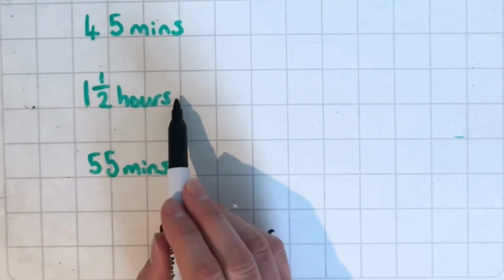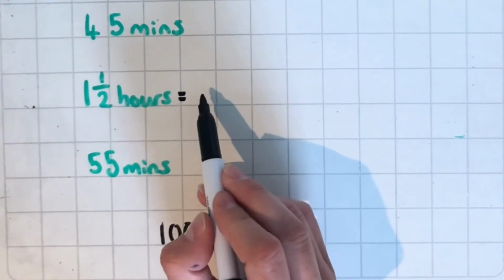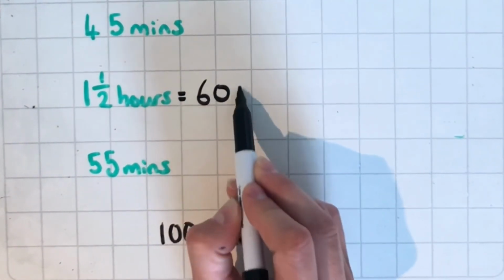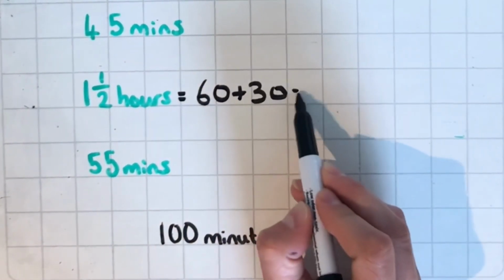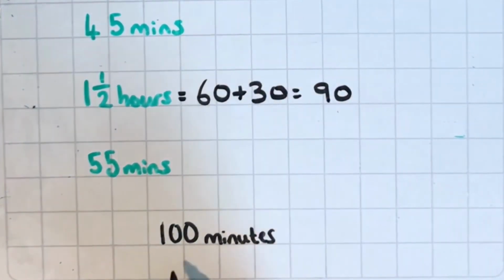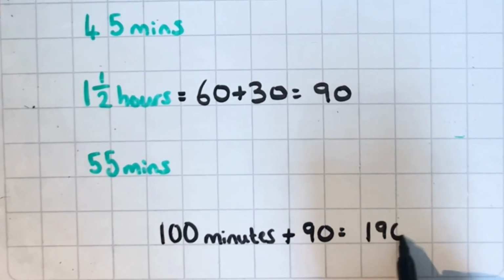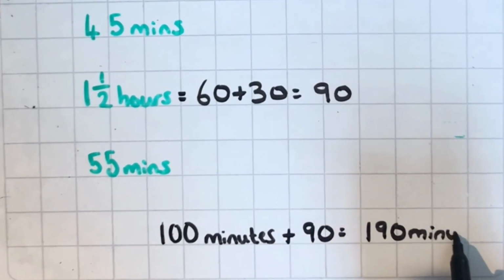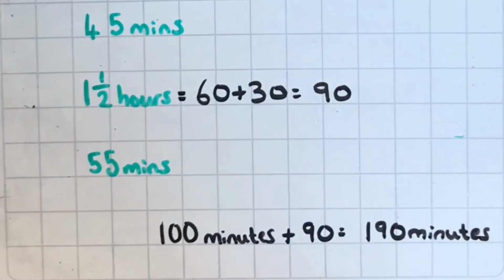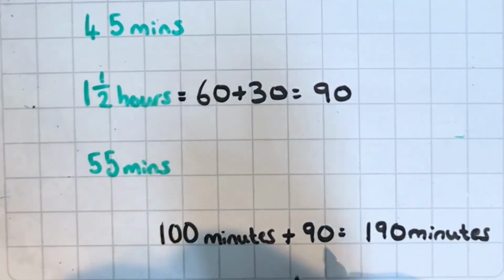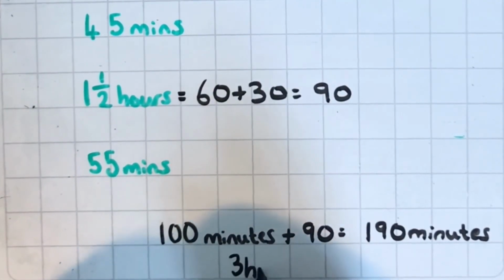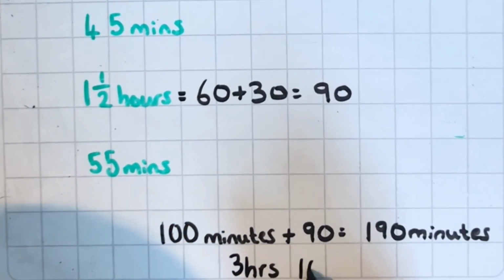Then convert your 1.5 hours. 1 hour is 60 minutes, half an hour is 30 minutes, so that gives you 90 altogether. So add the 100 and the 90. That gives you 190 minutes. You have to convert that into hours and minutes. 60 minutes in an hour: 60, 120, 180 minutes is 3 full hours and 10 minutes left over.